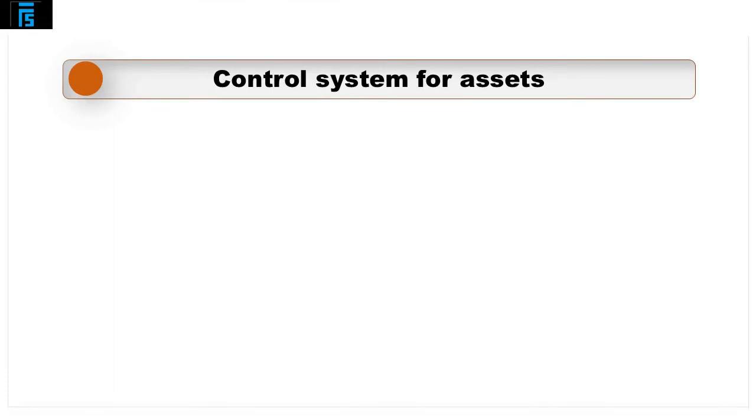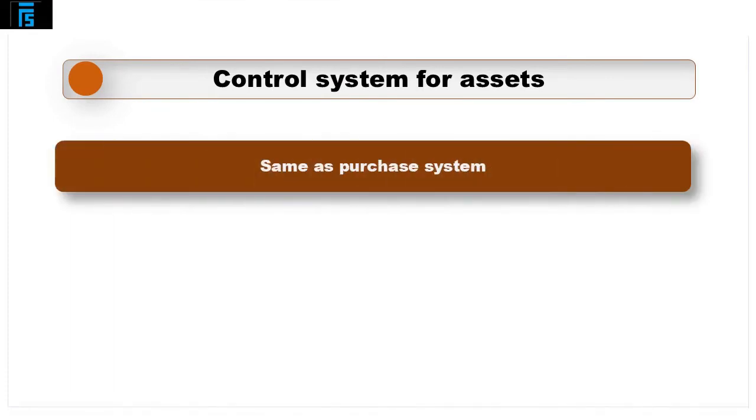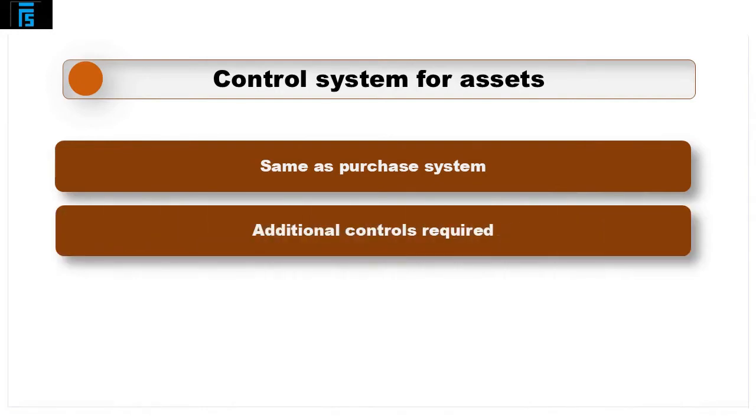The control system for assets would work in the same way as the purchase system. There would be some additional controls required due to the size of the values being spent on these items in comparison to the standard goods and services. One would be the authorisation of costs. This would need to be approved from a much more senior level of management than your standard purchase.